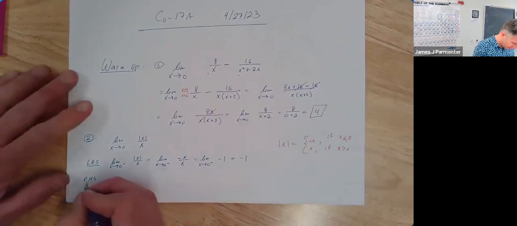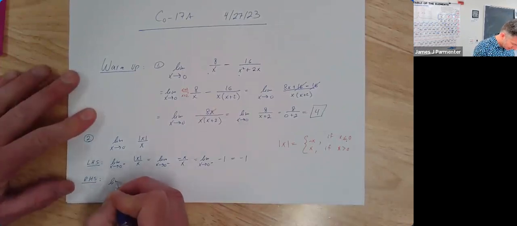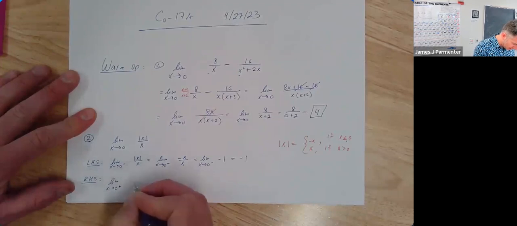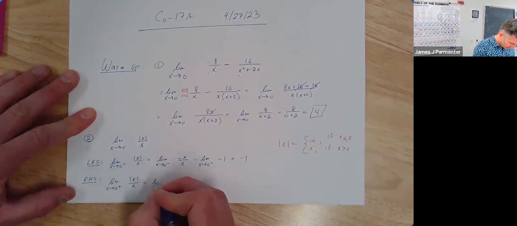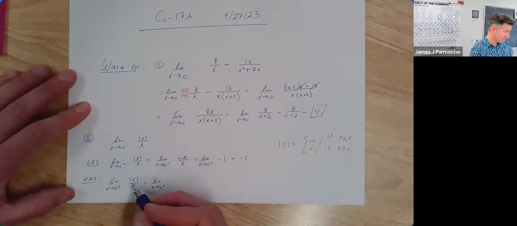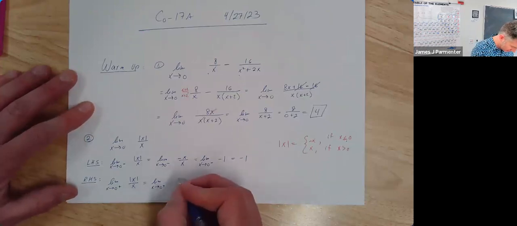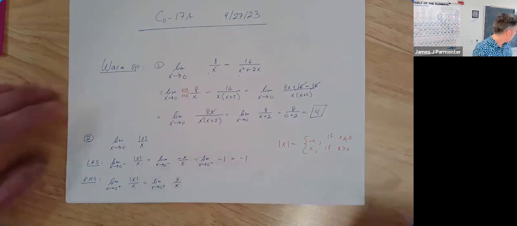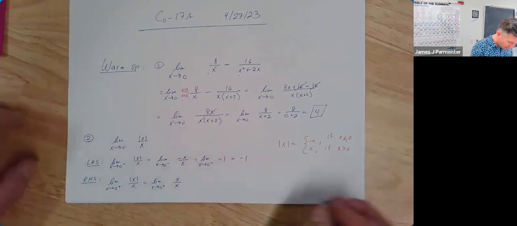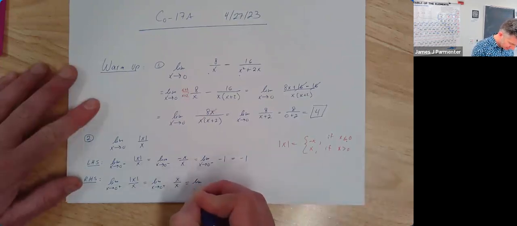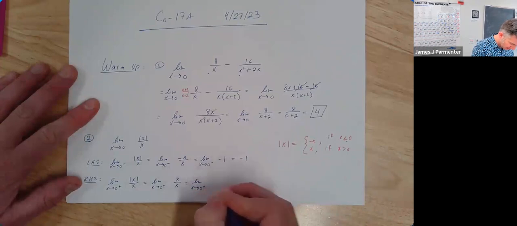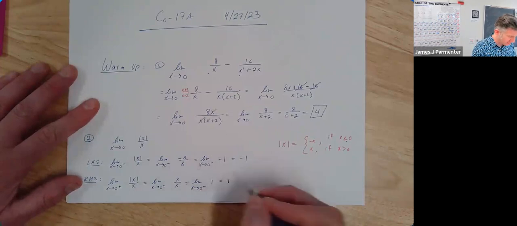Similarly, if we look at the right-hand side, the limit as x approaches 0 from the right of the absolute value of x over x. Well, if x is positive, which it is when x is on the right side of 0, then the absolute value of x is just x. And x divided by x is just 1. So this is the limit as x approaches 0 from the right of 1. And once again, the limit of a constant is just a constant.